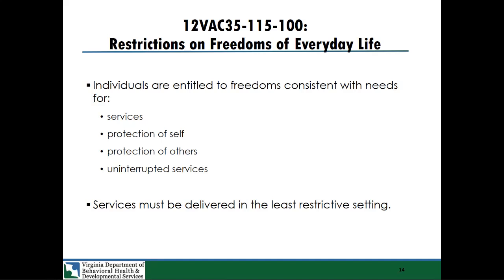When an individual first enters services until the time of their discharge, the individual is entitled to enjoy all freedoms consistent with their need for services, their protection, the protection of others, and those services that do not interfere with their own services or the services of others. Most importantly, individuals are entitled to receive services that are the least restrictive to their freedom.